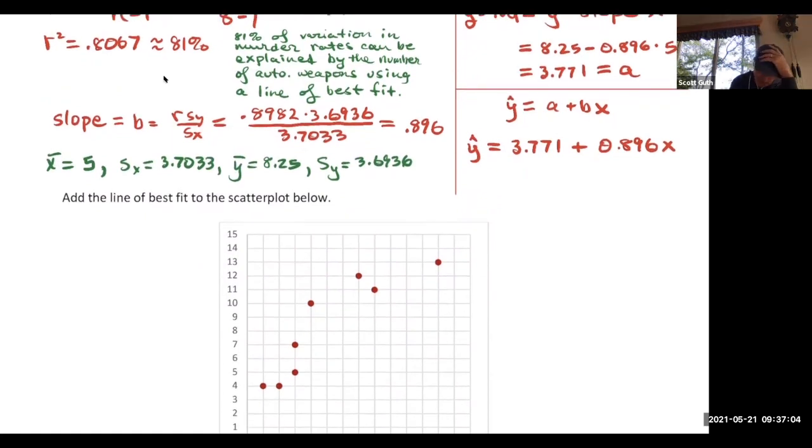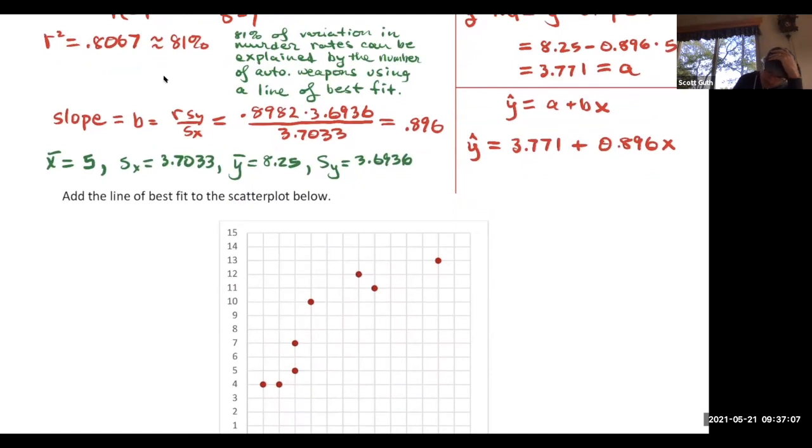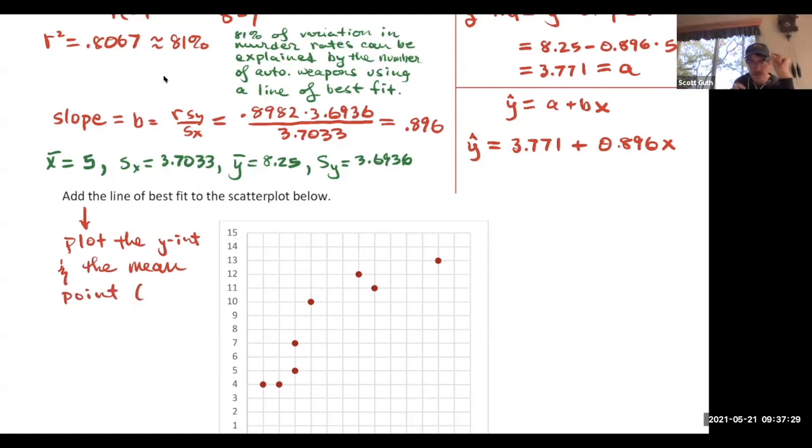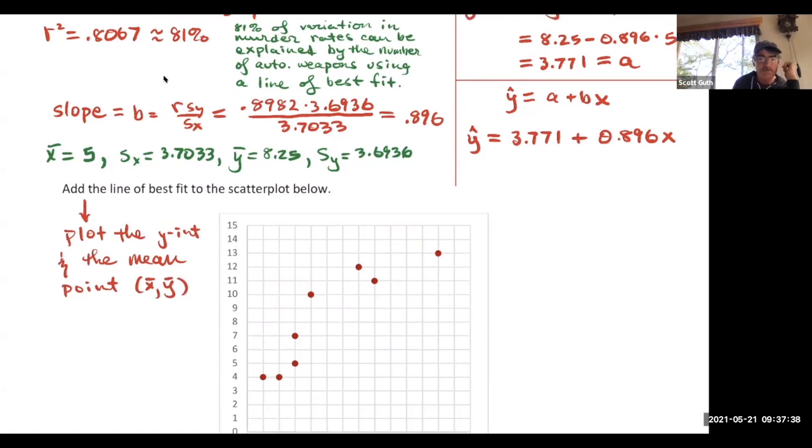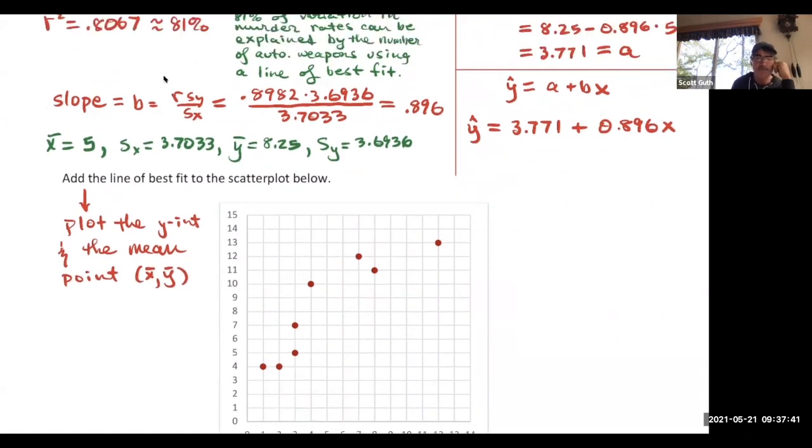Now it says to add this to the scatter plot. So what you want to do is plot the y-intercept and the mean point. Just as a reminder, the mean point is the centroid, the center of the data set. And we showed that the mean point has to be on the line of best fit, which is awfully convenient, because between the y-intercept and the mean point, that gives us 2 points that we know are on there.